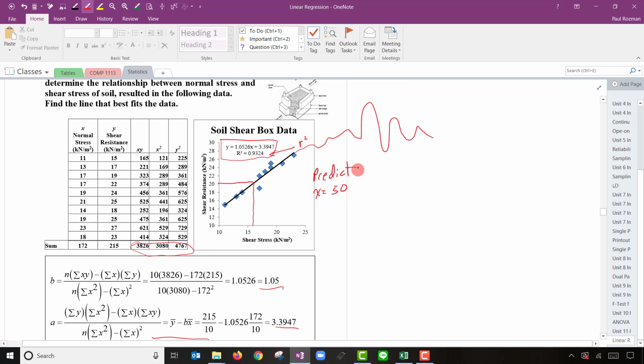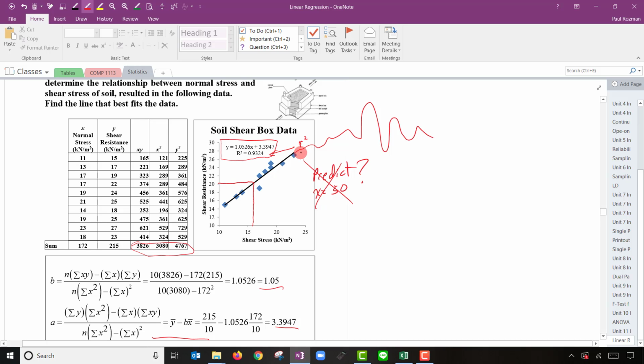So the answer to that is don't predict a value of 50. It's way too far off the end. But if you said, what's going to happen if you put 28 or 30 on top of this box? Well, maybe you could feel like your result might be somewhat reasonable there.